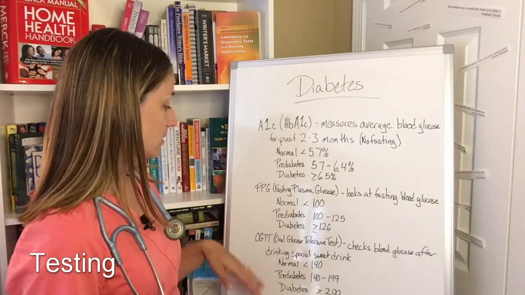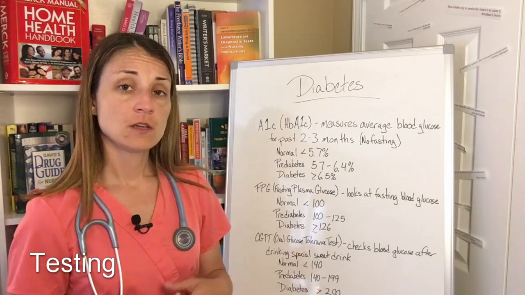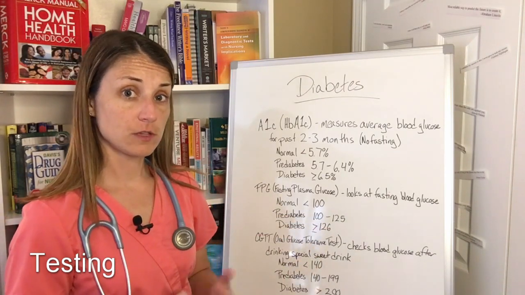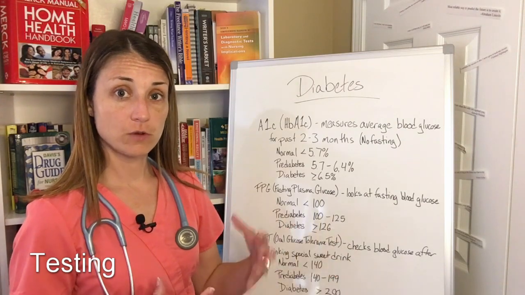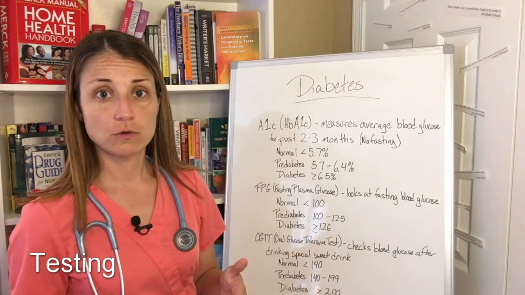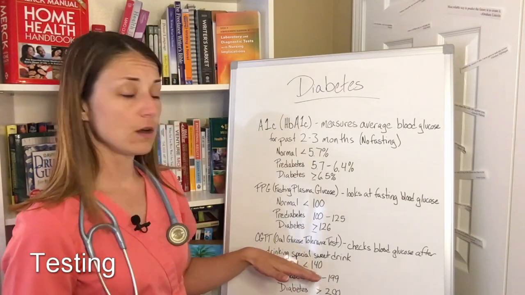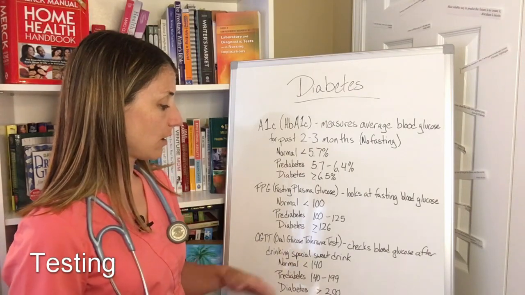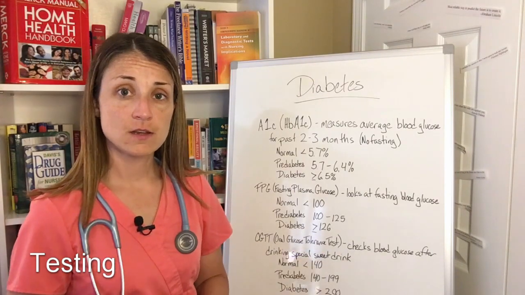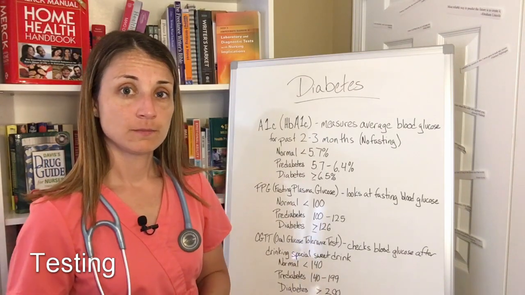The last type of test is the OGTT, or oral glucose tolerance test, and this checks your blood glucose levels before you take a sweet drink in, and then 2 hours after you ingest that sweet drink. If it is normal, it will be under 140. If you have prediabetes, it will be at 140 to 199, and if you have diabetes, it will be at or above 200.